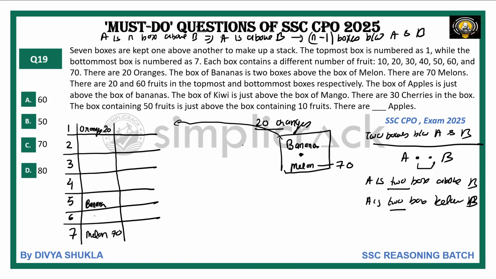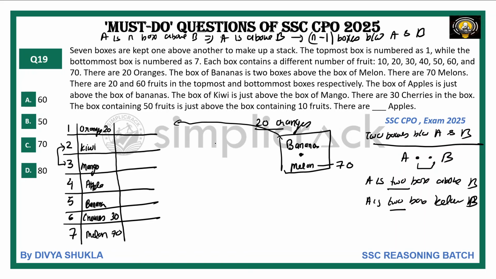Got it? Now the box of apple is just above the box of banana. That means apple is present here. Kiwi is just above the box of mango. There are only two consecutive boxes which are empty right now. That means kiwi would be placed here and mango would be placed here. Okay, there are 30 cherries. That means cherries would be placed here, so you have to write 30 here.